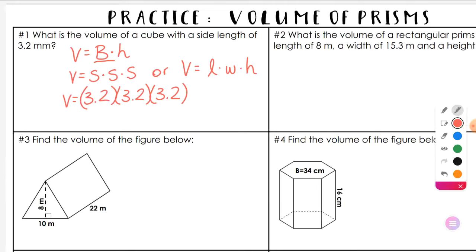3 times 3 times 3 is 27, so it should be a little bit bigger than 27. 32.768, and I need a label. You with us, Nate? Millimeters cubed.